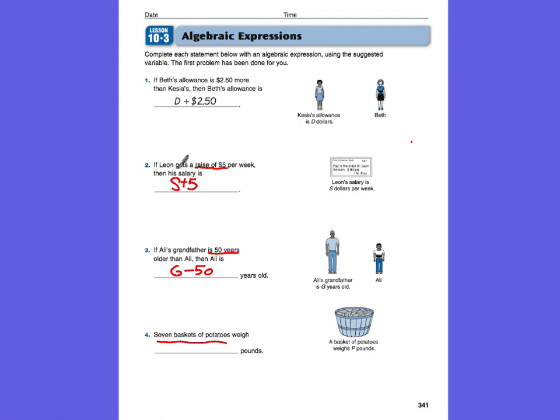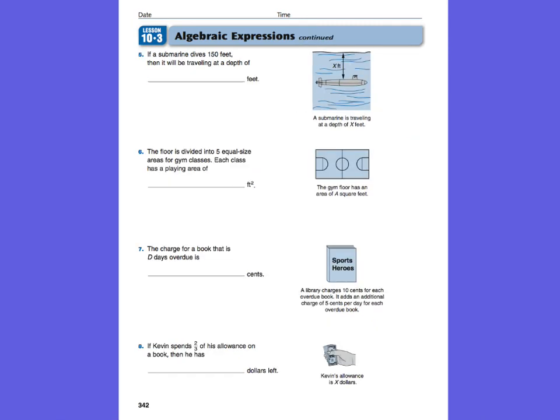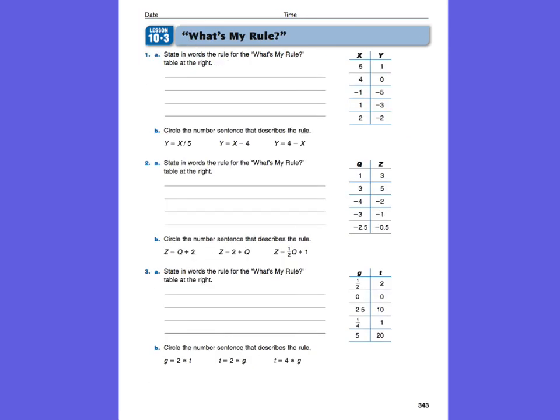Remember, any variable can be put into there. If Allie's grandfather is 50 years older than Allie, then we could say Allie's age plus 50 is going to be equal to Grandpa, or we could say Grandpa minus 50 is equal to Allie's age. You're going to have a couple more examples on page 342 to answer as well. Then on page 343, we're going to be talking about what's my rule, thinking about the very beginning of this lesson.